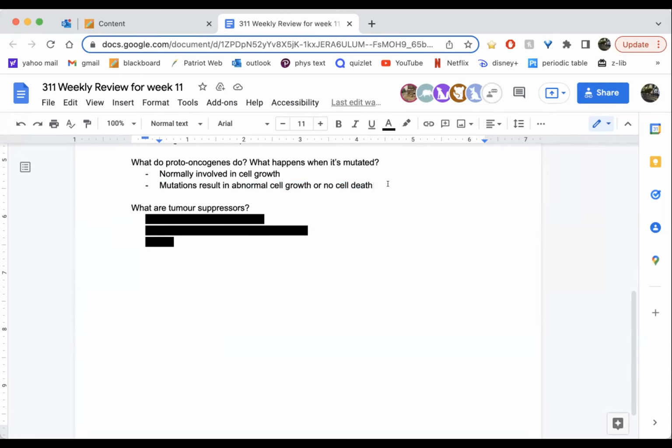But if you have a mutation, then apoptosis probably won't happen, and everything just goes haywire. You get all of these abnormal cells that eventually just keep dividing, and that leads to cancer. So that's the overview of proto-oncogenes and oncogenes and why they can lead to cancer. Does anyone have any questions about that?